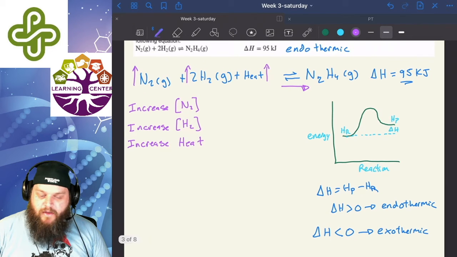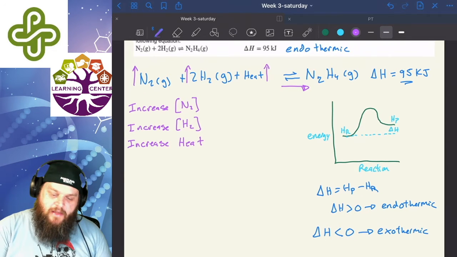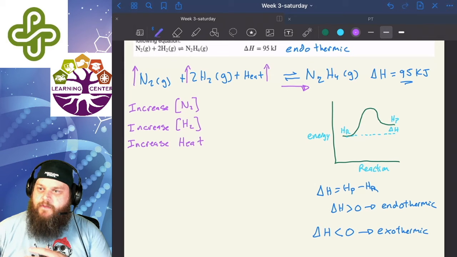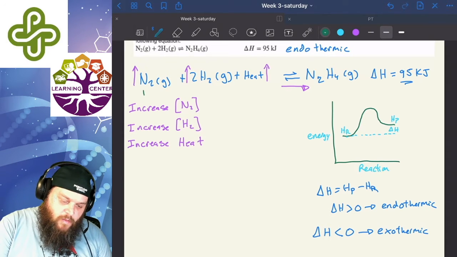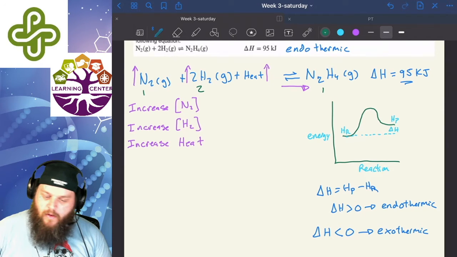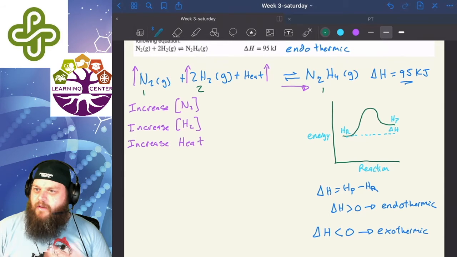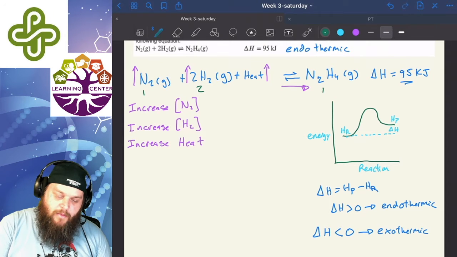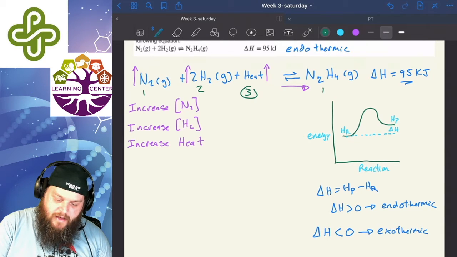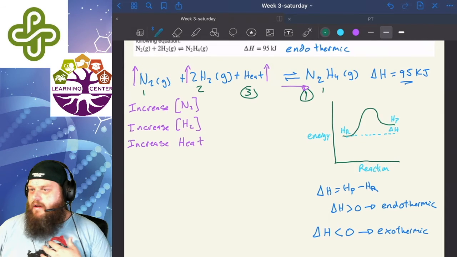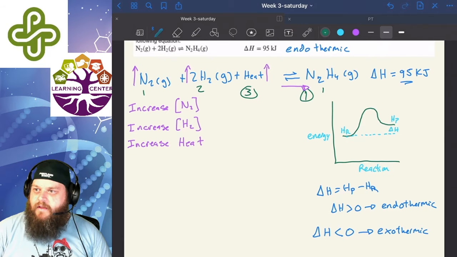The other thing we can do is look at the total moles of the reactants and the total moles of the products. We can see that there's 1 mole of N2 and 2 moles of H2 for 1 mole of N2H4, hydrazine. Heat doesn't really have a mole, so we're not going to count that. But we have basically 3 on this side and 1 over here. So there are fewer moles on the right-hand side and more moles on the left-hand side.